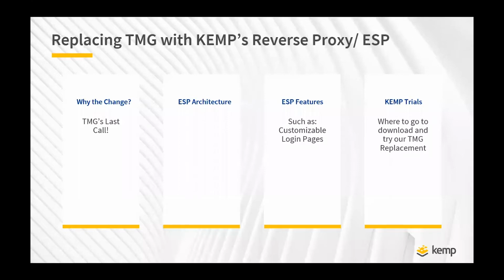So without further ado, we are talking today about replacing TMG, that's Microsoft's Threat Management Gateway, with Kemp's reverse proxy solution. At Kemp, we call a reverse proxy solution the Edge Security Pack. So the agenda is as follows. We're looking at why the change, TMG's last call, as we stated, the architecture for a reverse proxy, how does that work within a load balancer?